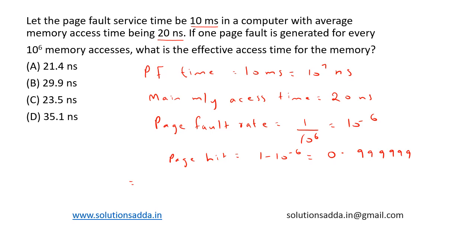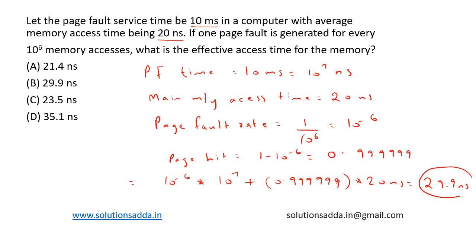Now the effective memory access time is equal to page fault rate, that is 10 to the power of minus 6, into page fault service time, that is 10 to the power of 7 nanoseconds, plus page hit rate, that is 0.999999, into 20 nanoseconds. We have 29.9 nanoseconds as the answer. So based on the options, option B, 29.9, is the correct answer here.